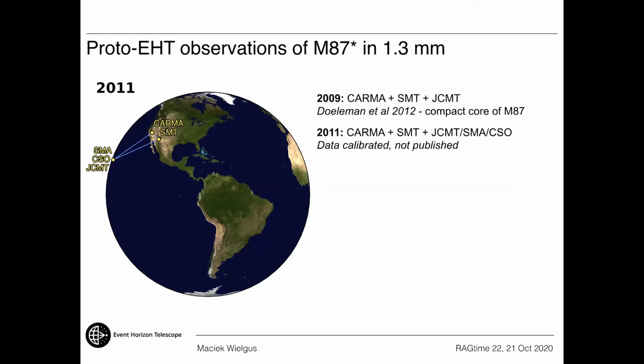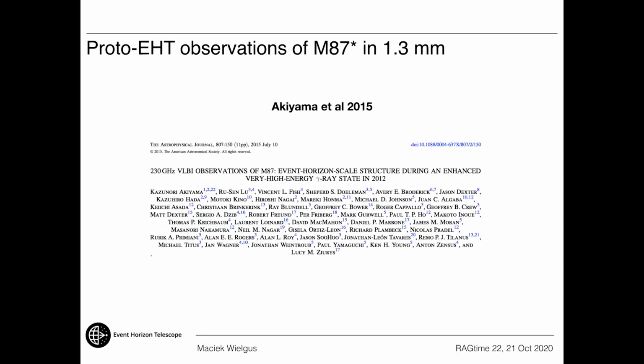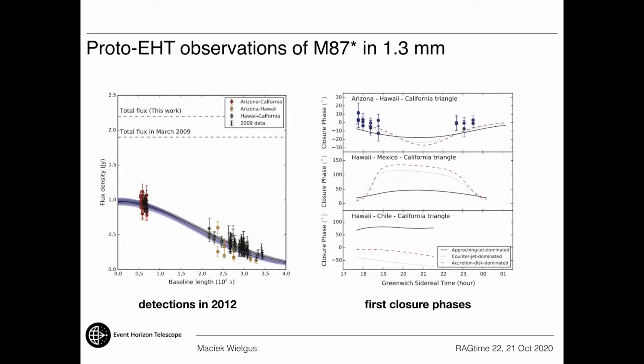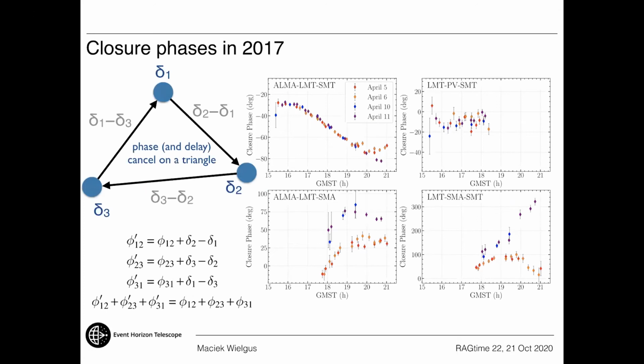We repeated the same configuration observations in 2011. They were calibrated, analyzed a little bit, but never published. Then in 2012, we still had a similar array, but nice progress happened. This is the publication related to that, published in 2015. That progress was that for the first time we were able to measure closure phases.